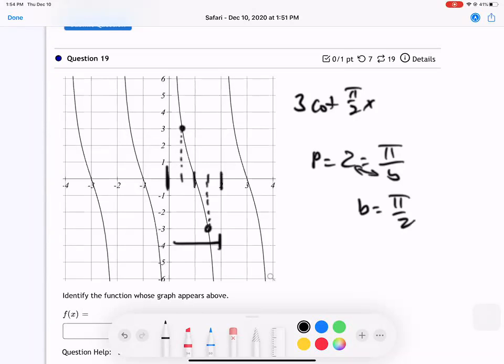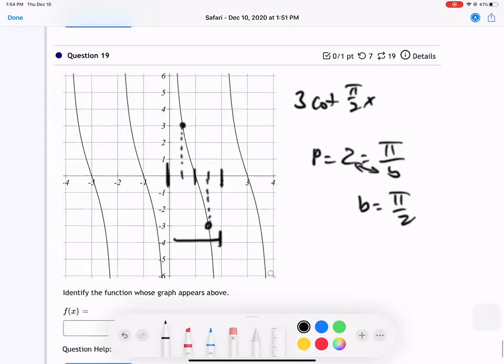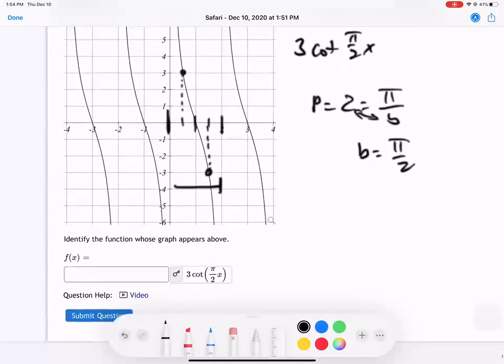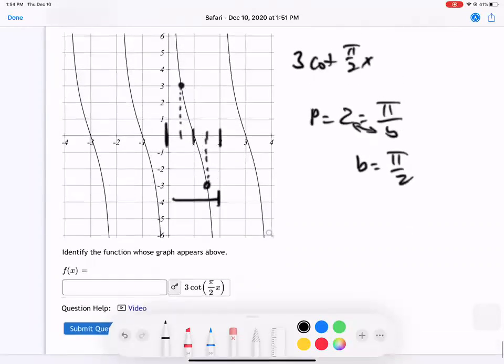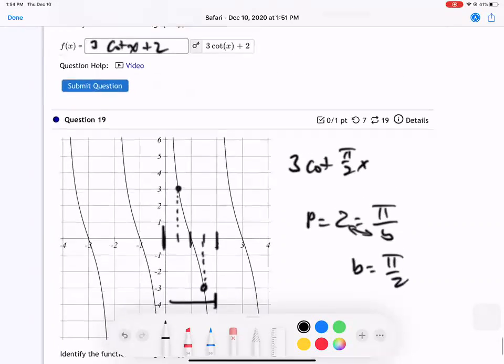Now, if you try doing Photomath on this, will this help? I doubt it. I don't think Photomath can read this. Okay. And that was it. That was 19 questions.